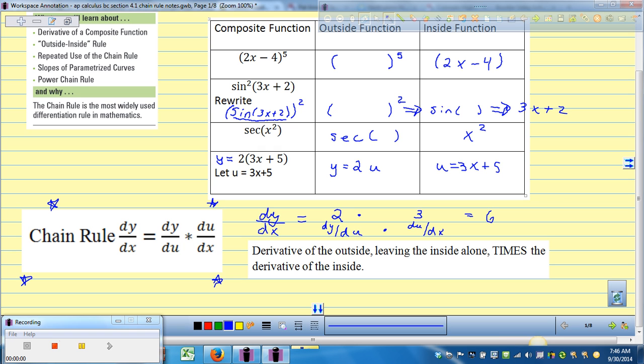Okay? And then over on the right, I have the way that I think about chain rule every time I do it. Derivative of the outside, leaving the inside alone, times the derivative of the inside. And you'll hear me say that a million times. Take the derivative of the outside, leaving the inside alone, multiply by the derivative of the inside. We have just shown that this chain rule, this dy du times du dx, does give us exactly the derivative that we would have gotten had we distributed the 2 through. All right, so let's go see some more examples.